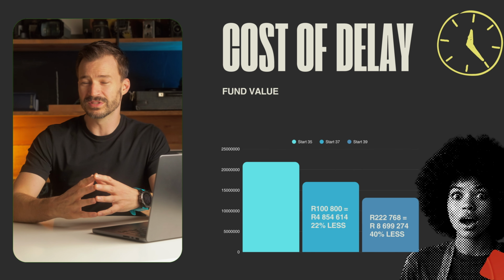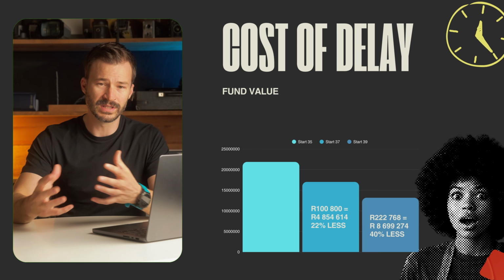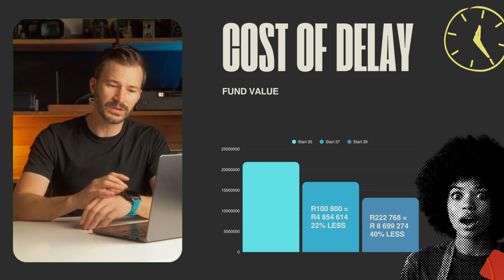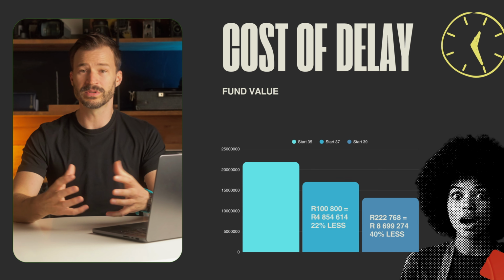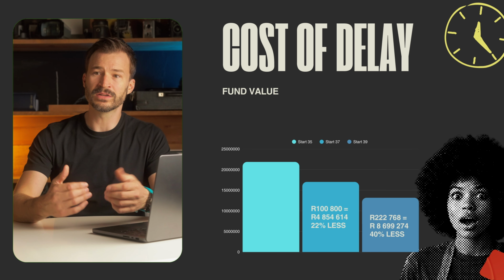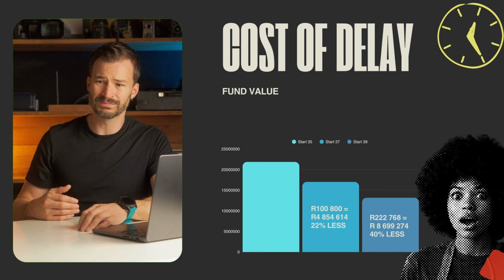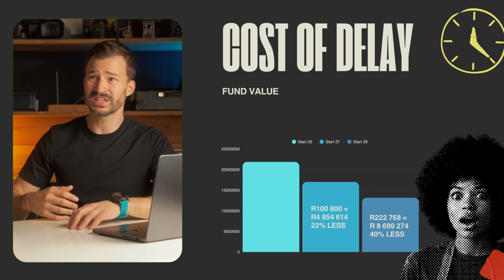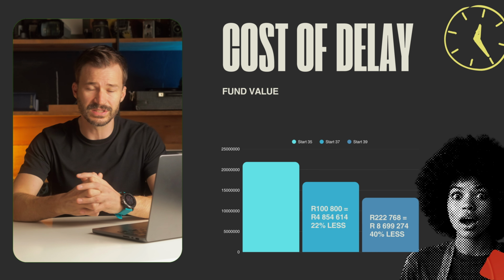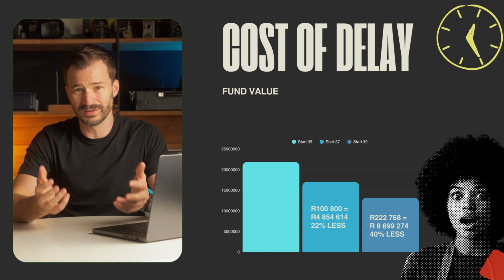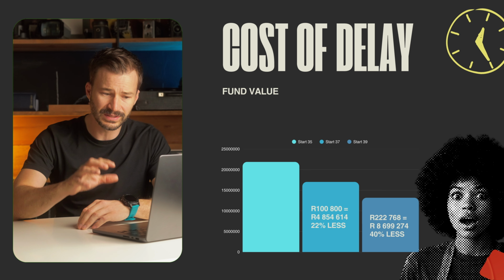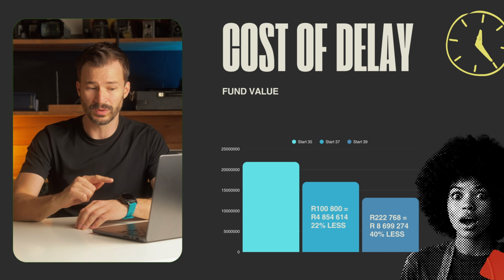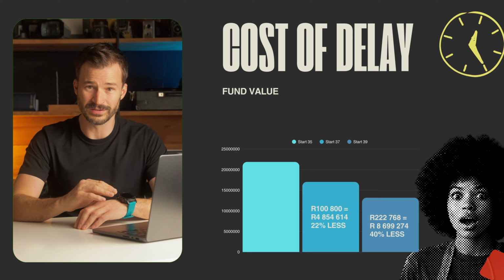What I also wanted to discuss is the cost of delay. And this is quite a real factor when it comes to retirement planning. We tend to think that retirement is generally at 65, and it's such a long time until we reach 65. So why stress about it now? Now Lucy is 35 years old and she wants to start investing 4,000 Rand a month.